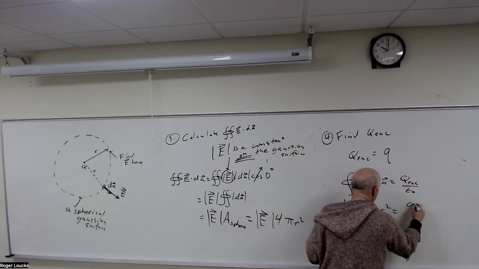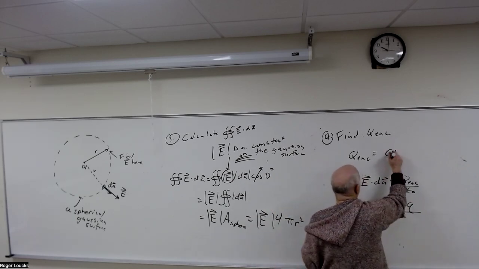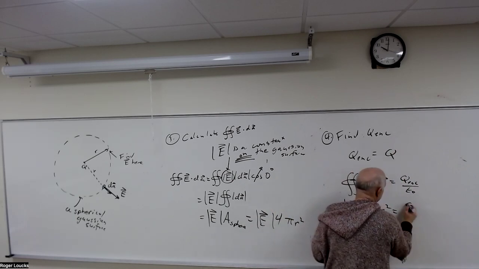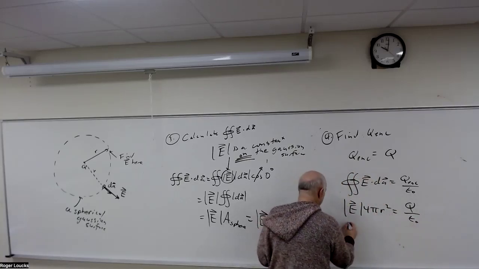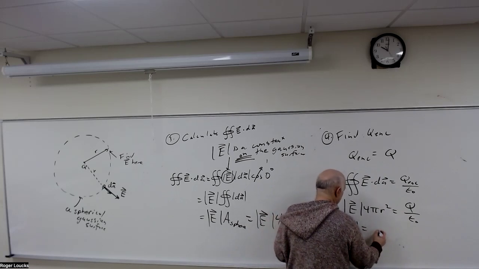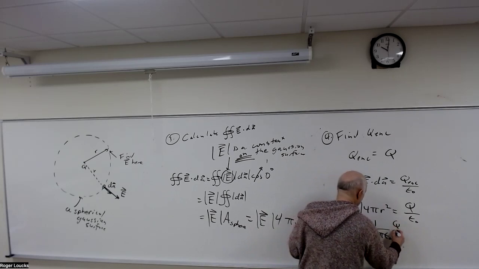This is my friend Q. I'm calling it capital Q here. Sorry, I changed my notation on you. So I divide by the 4 pi and I get the magnitude of E equals 1 over 4 pi epsilon naught Q over r squared.